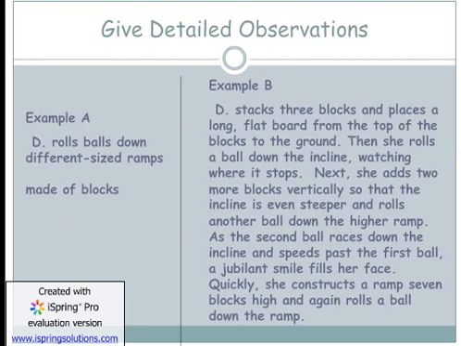Here's another example of detailed observations. From the observation on the left, example A, D rolls balls down different sized ramps made of blocks. Example B, D stacks 3 blocks and places a long flat board from the top of the blocks to the ground. Then she rolls a ball down the incline, watching where it stops. Next, she adds 2 more blocks vertically so that the incline is even steeper, and rolls another ball down the higher ramp. As the second ball races down the incline and speeds past the first ball, a jubilant smile fills her face. Quickly, she constructs a ramp 7 blocks high and again rolls a ball down the ramp.